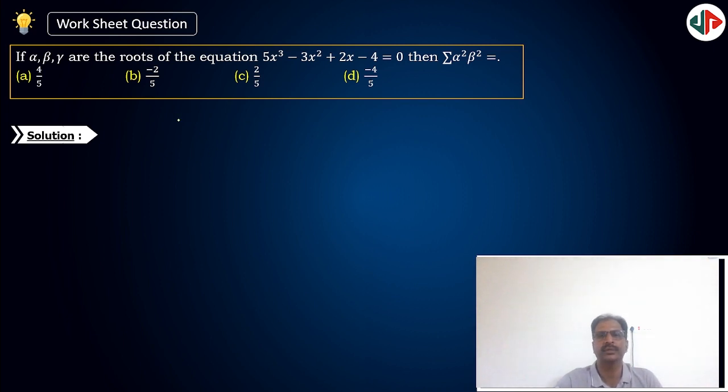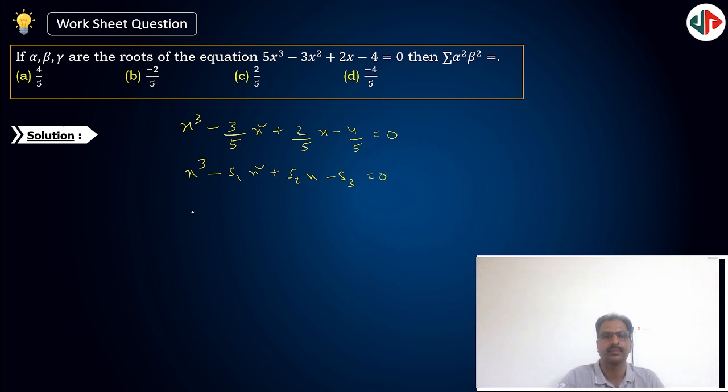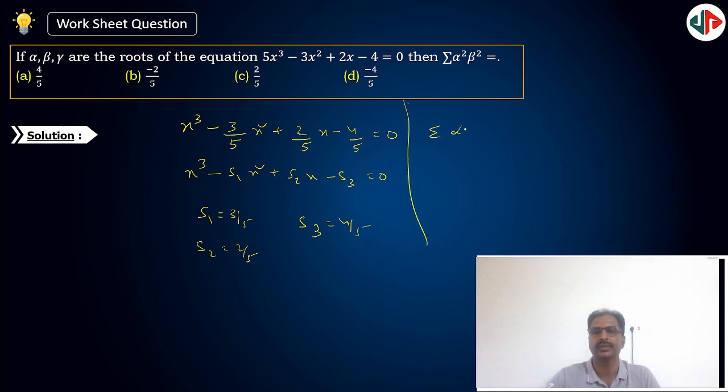Next, alpha, beta, gamma are the roots of the given equation. First divide the equation with 5. Then compare with the general equation like this. Then s1 will be 3 by 5, s2 will be 2 by 5, s3 will be 4 by 5. And the question is finding sigma alpha square beta square, which means alpha beta whole square plus beta gamma whole square plus gamma alpha whole square.